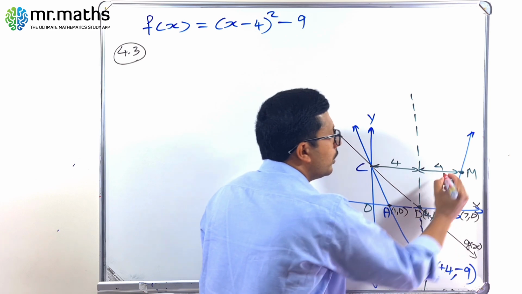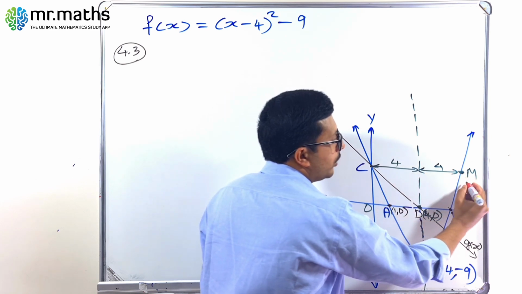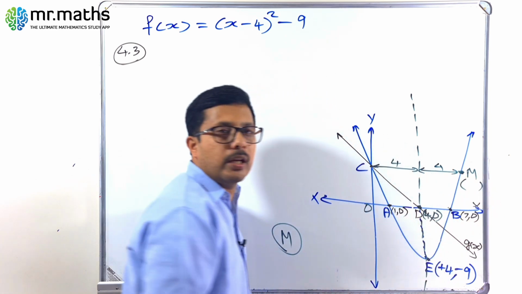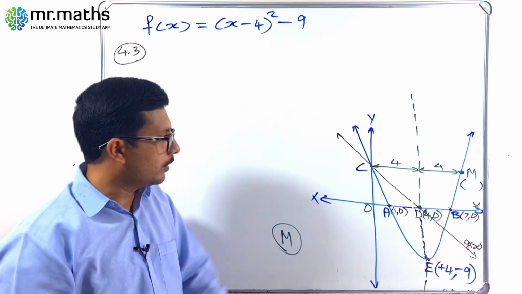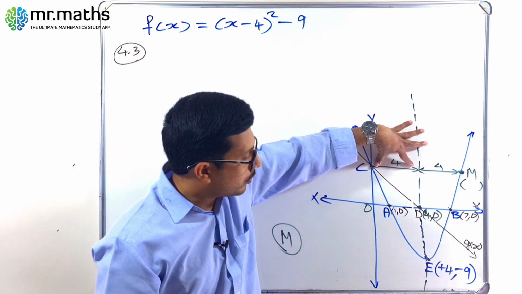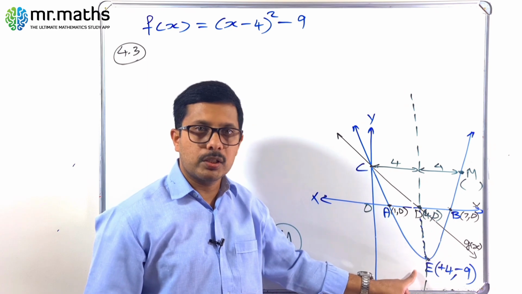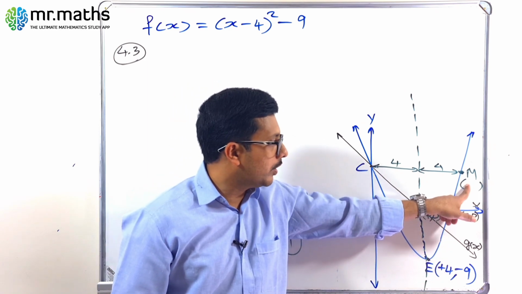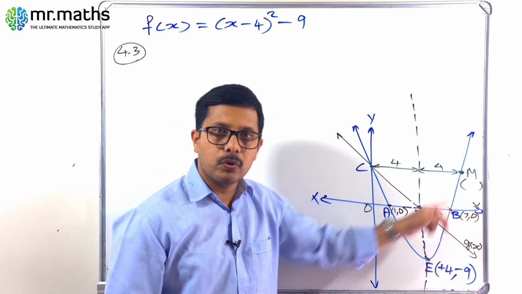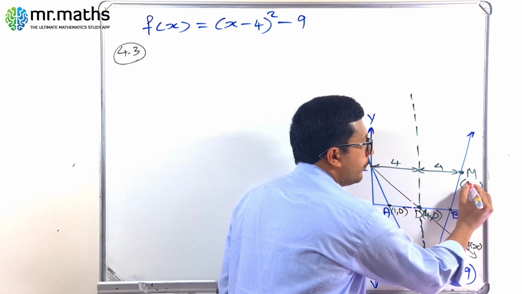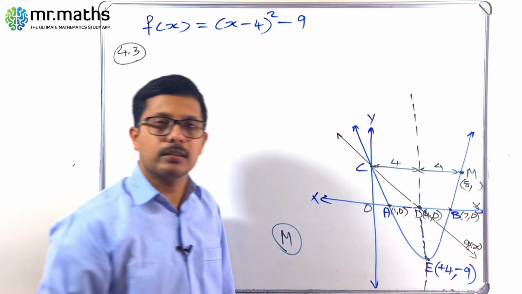Okay, so now what is the x value of this M? Those who can understand, they can answer. This distance is 4. So now we know that this is also 4, because this one is the axis of symmetry. So what is the x value of here? This 4 plus 4, that is, the x value of M is 8.